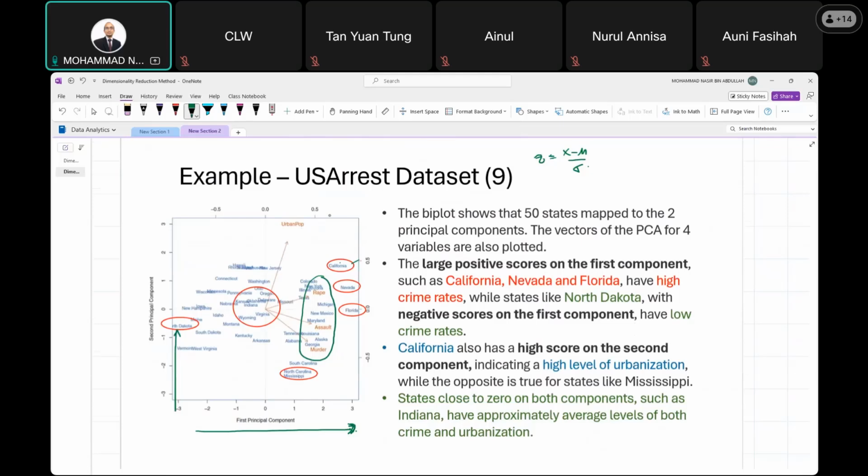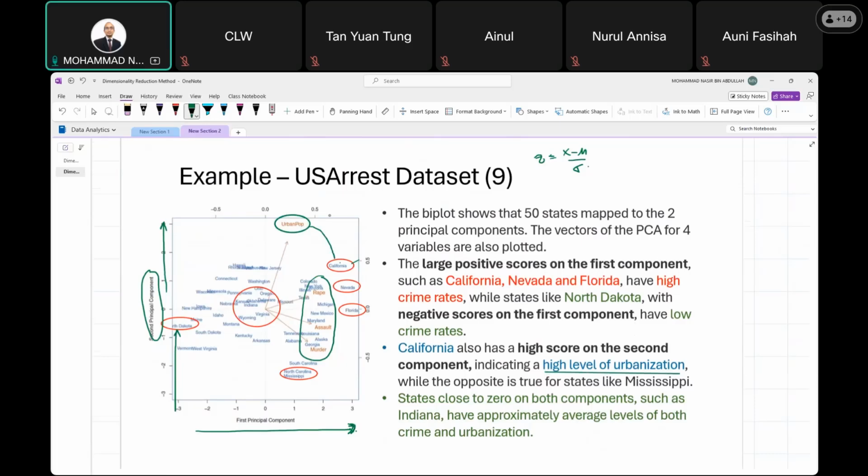On the second principal component, the highest value will be urban population. The state closest to the urban value is California, which has a higher score on the second component, indicating a higher level of urbanization, while the opposite is true for a state like Mississippi.